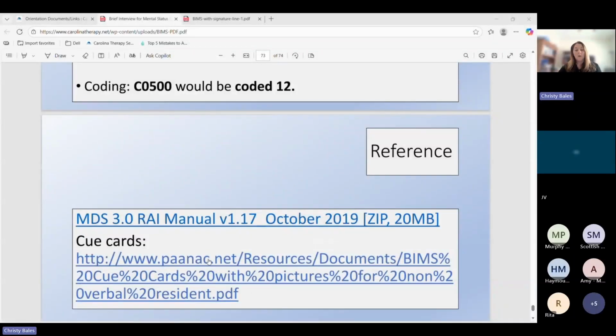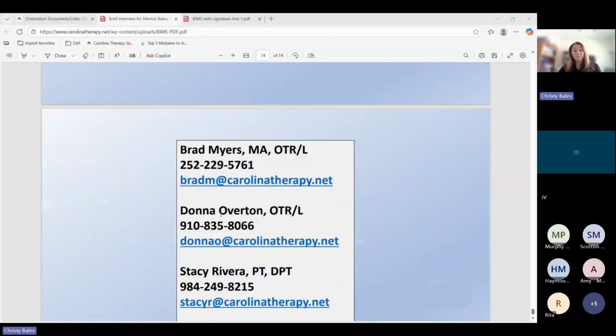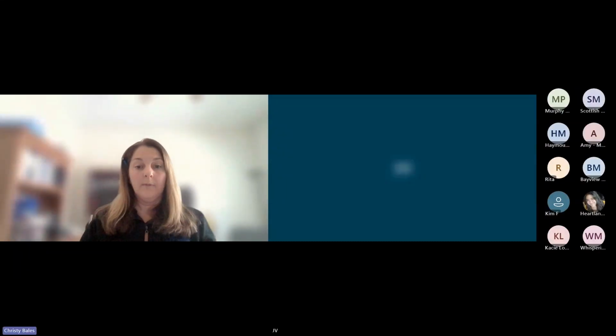These cue cards did not work. So if you guys want me to send you the cue cards that I had up earlier and forgot to put on here, but if you just, and then Brad and Donna and Stacy, sad. If you guys just go on the internet and type in BIMS cue cards, there are some that have the entire test, the PHQ9, everything, which is really nice to have with you. You can print those out or have them on your screen.